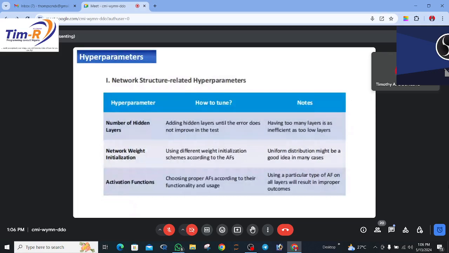And also we need to know that using a particular type of activation function on all layers will result in improper outcomes. Because we are using, let me say, ReLU, we now want to use ReLU on the whole layers. It might actually cause overfitting, or it can cause underfitting as well.